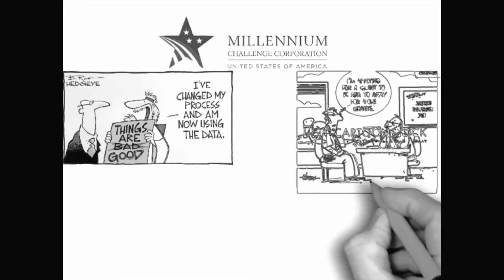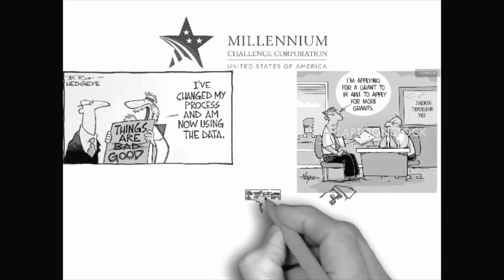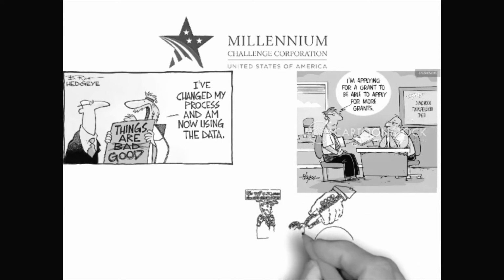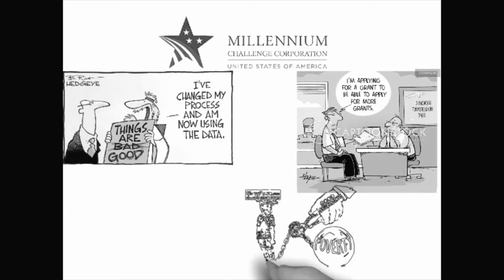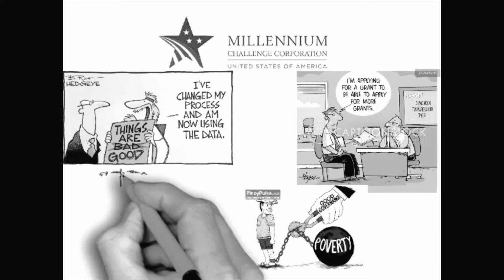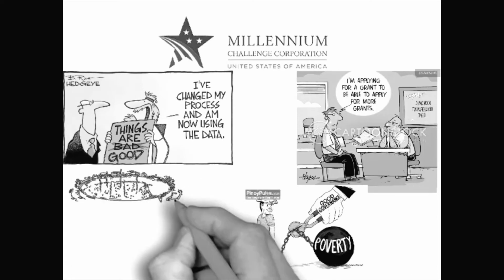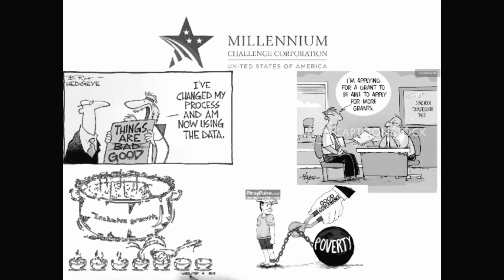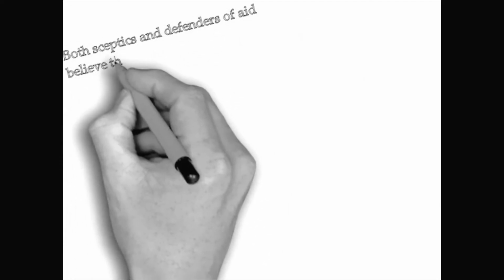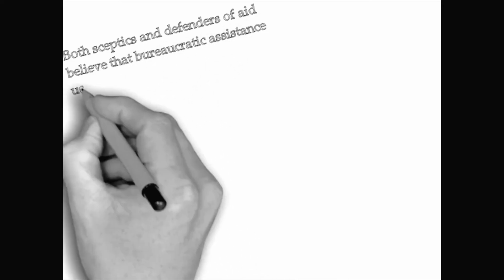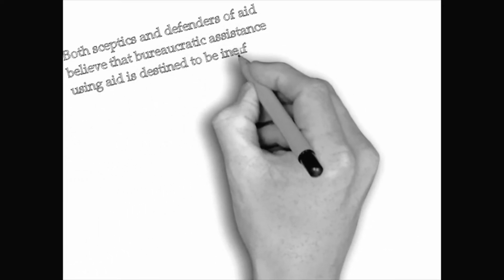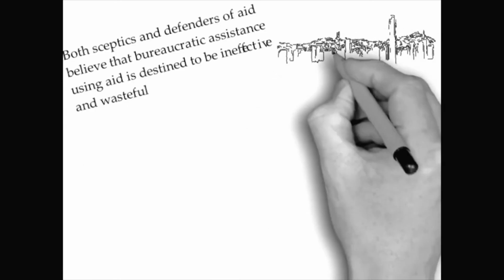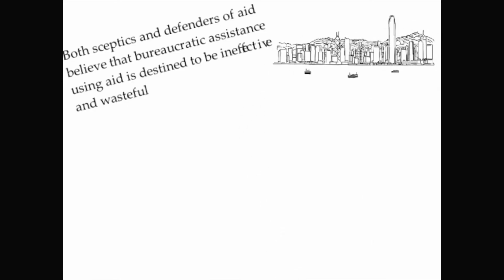Led by economists Burnside and Dollar, there was a new aid theory premised on the fact that growth in developing countries can only increase when the recipient country has good policies, low inflation, and low budget deficits. This argument led to the creation of the Millennium Challenge Corporation, a US government agency designed to give aid to countries with good policies. Ownership was argued as a way of giving aid programs and reforms legitimacy and credibility, and would reduce the likelihood of resistance and reversion. Both skeptics and defenders of aid believe that bureaucratic assistance using aid is destined to be ineffective and wasteful.